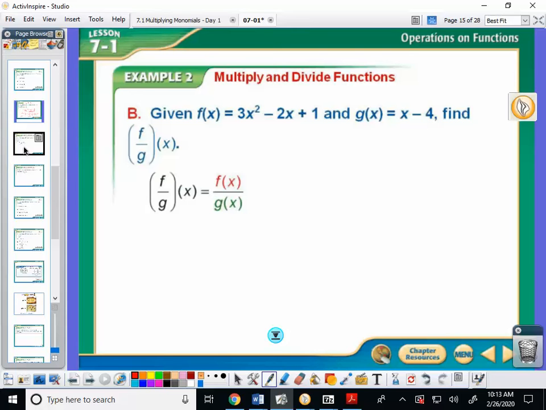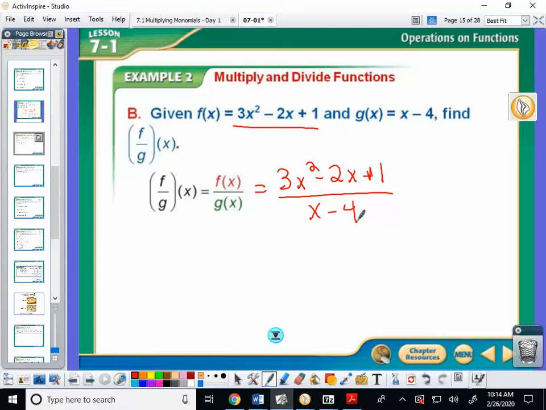So here we're using the same two functions that we did in letter E. We're taking f divided by g of x. So our f function is here. Let's go ahead and write that: 3x squared minus 2x plus 1. And we're dividing that by our g function, which is x minus 4. So far I have f of x divided by g of x. Haven't done anything beyond this.